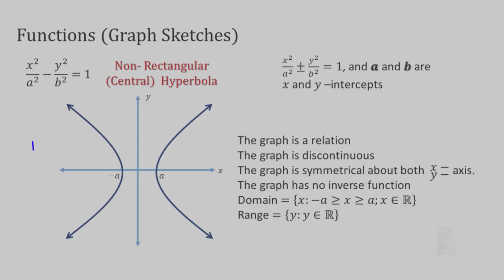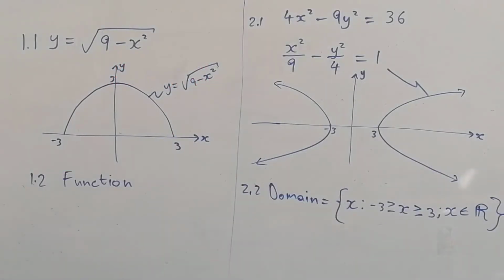And for this type of curve, we'll only have x-intercepts. The y-intercept will not be available because we have a negative before y squared. So we will end up going into an imaginary form, and we do not want imaginary things here. We are talking of real numbers. So that is what we will see.